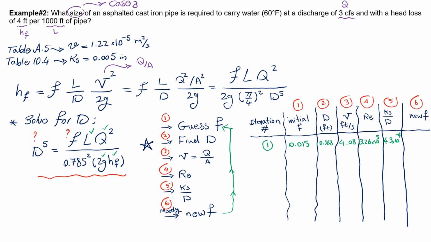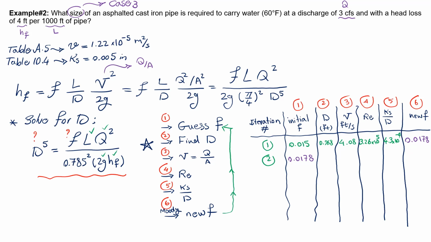And if you go to Moody diagram in step 6 and find a nu F, you will find that nu F is equal to 0.0178. Now, our initial f is not equal to new f. So I'm going to use the new f, 0.0178, as my second guess, and then do the same thing.